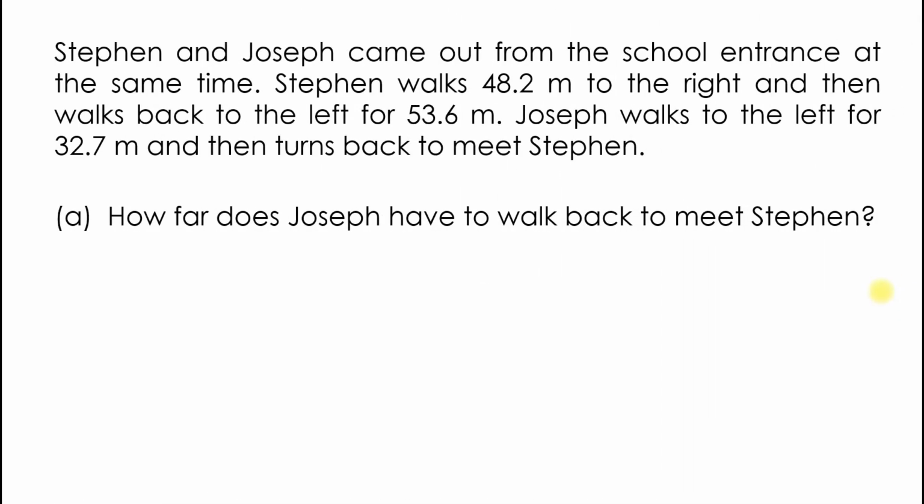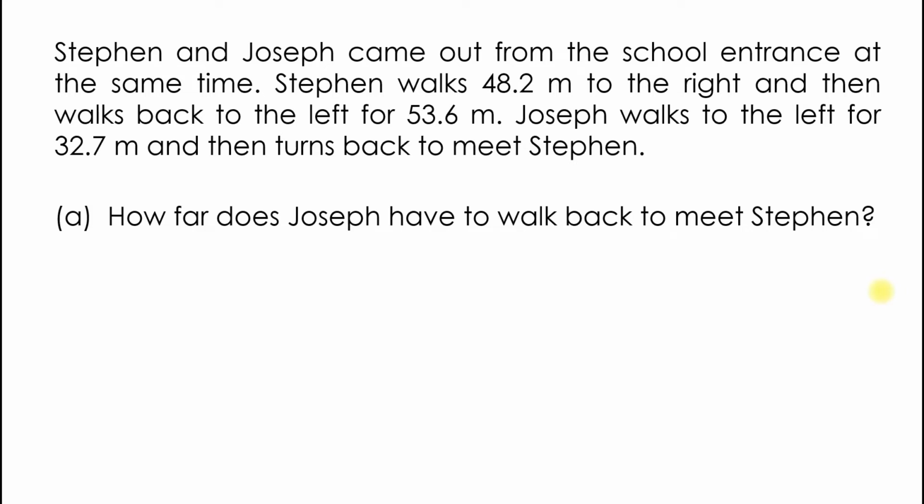So this is a question where we have Stephen and Joseph. Okay, so these two are coming out from a school entrance at the same time, but they are both walking in opposite directions from each other. Now these kinds of questions are very famous in exams. Somehow students have difficulty associating integers with questions like this.